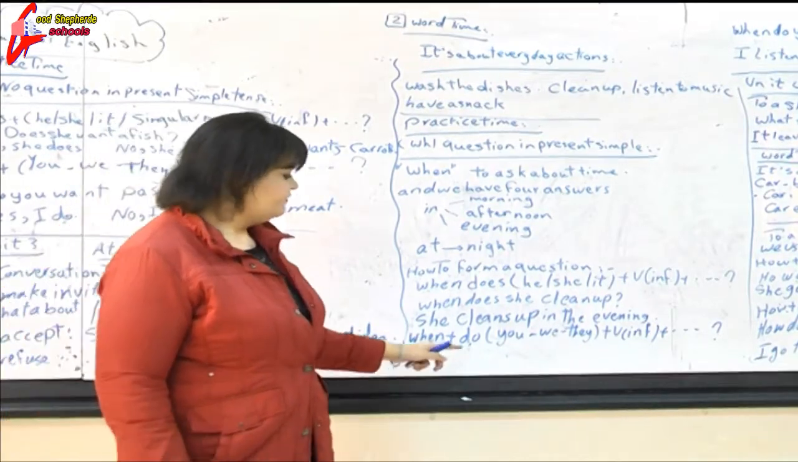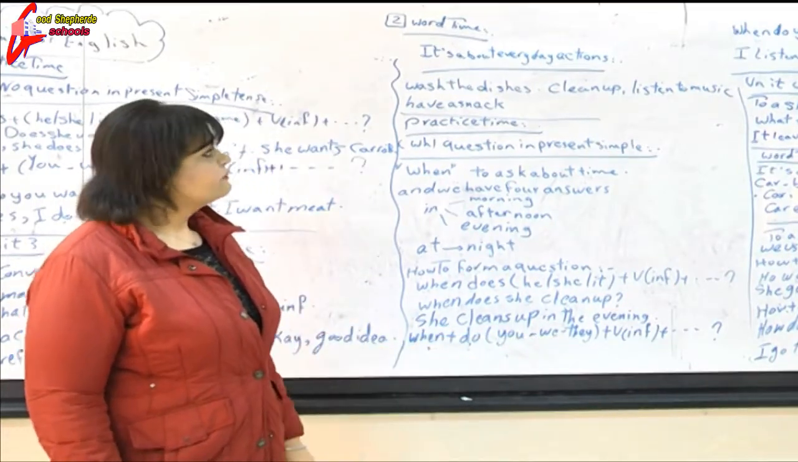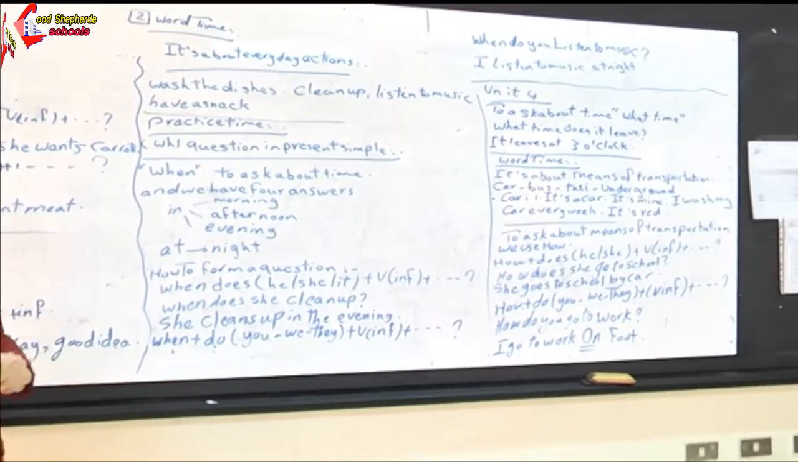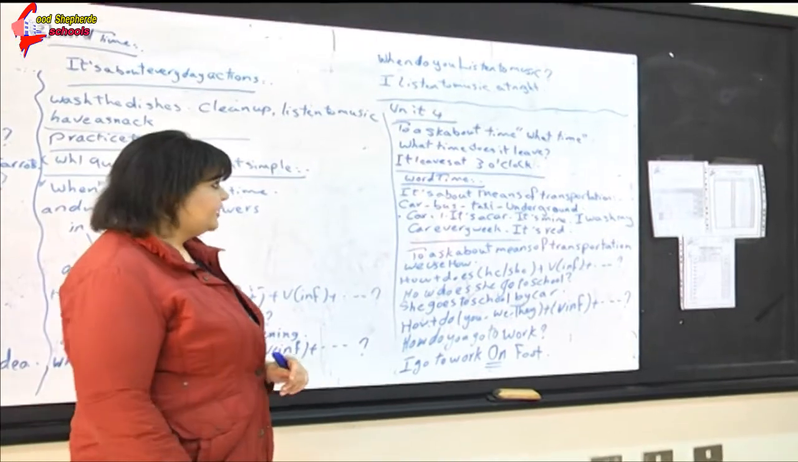When plus do, if I have the pronouns you, we, they, plus the verb in infinitive. "When do you listen to music?" "I listen to music at night." Okay, Unit 4 is about Around Town.